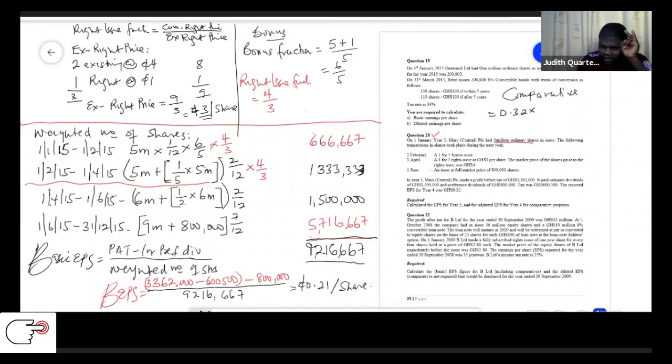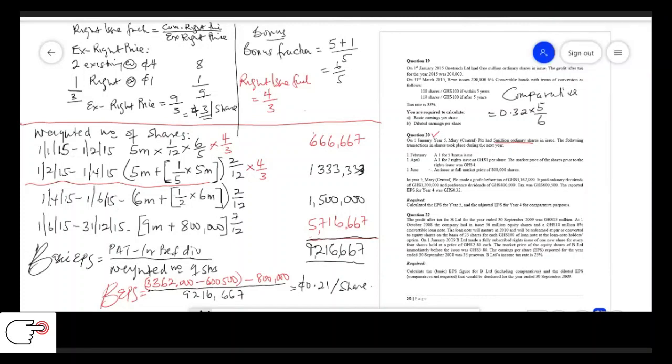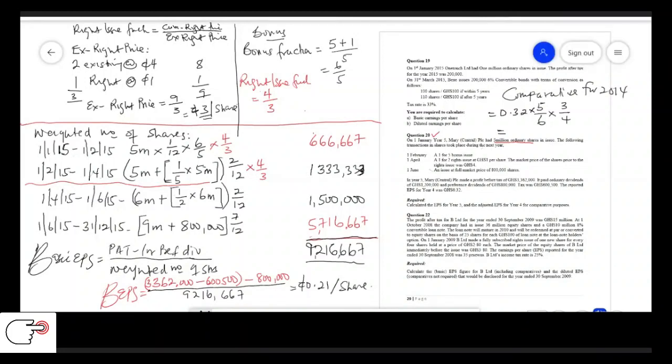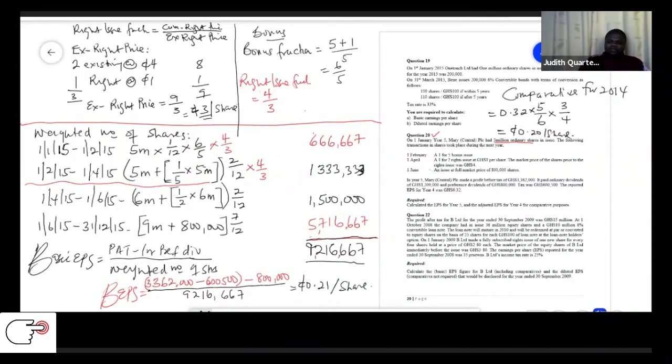So the bonus fraction was what? 6/5. So it will be 5/6. The right issue fraction was what? 4/3. So it will be 3/4. So that we get a comparative. How much are we getting? Zero point two.